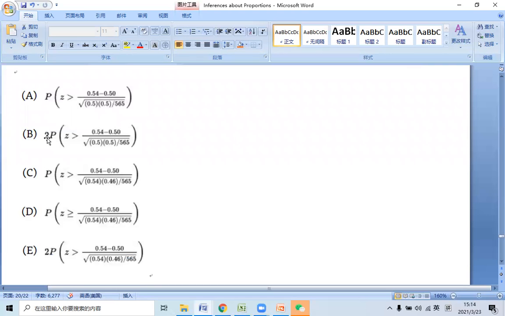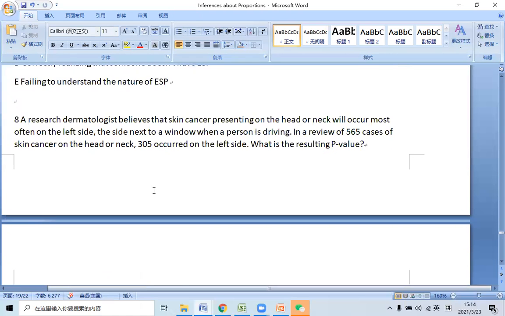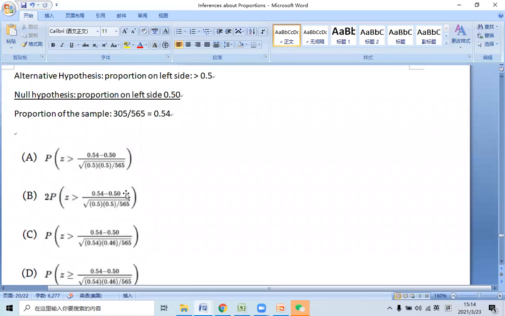And B would not be good. The only difference between A and B is the two times the probability. That's for a two-tailed test. This would be appropriate when you are concerned about the two sides of the curve. In this case, since the researcher made a directional prediction, we don't have to do the two-tailed test. We just need a one-tailed test.